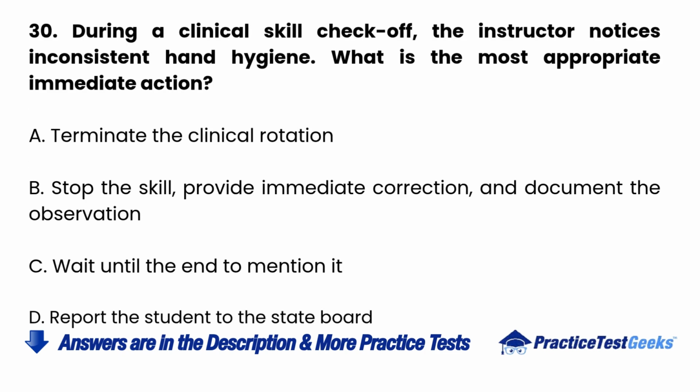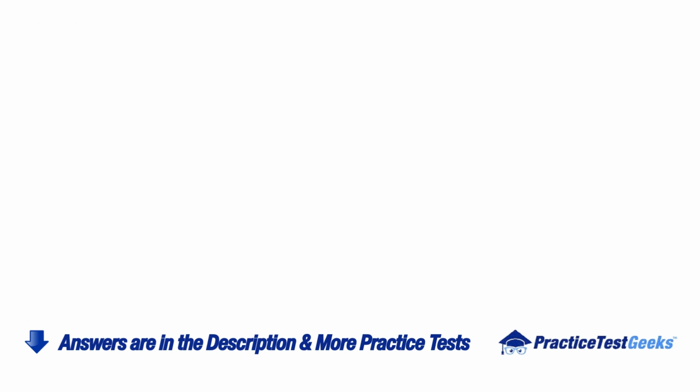30. During a clinical skill check-off, the instructor notices inconsistent hand hygiene. What is the most appropriate immediate action? A. Terminate the clinical rotation. B. Stop the skill, provide immediate correction, and document the observation. C. Wait until the end to mention it. D. Report the student to the state board.